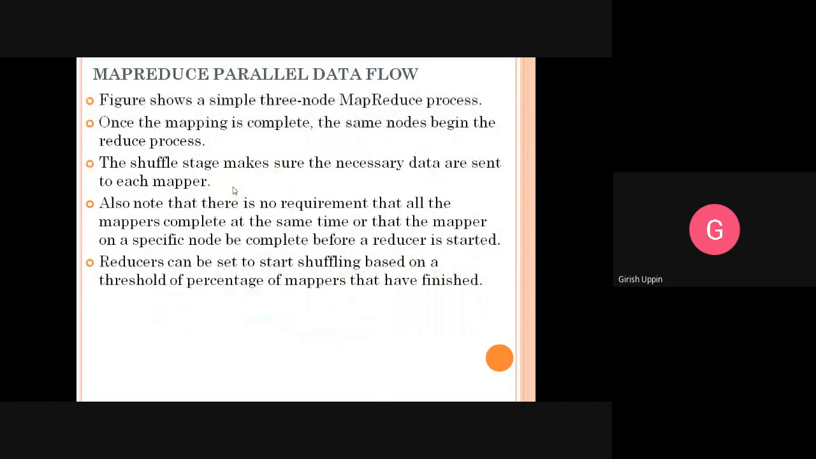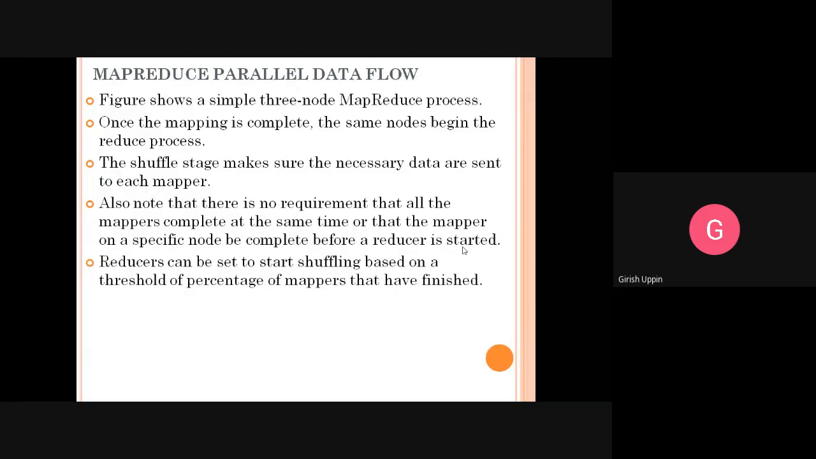Here, once the mapping is complete, the same node begins the reduce process. So every node is capable of running both the mapper task as well as the reducer task. Once the mapping is complete, the same node will begin the reducing process also. The shuffle stage makes sure that the necessary data are sent to each reducer. Also note that there is no requirement that all the mappers complete at the same time, or that the mapper on a specific node be complete before a reducer is started.